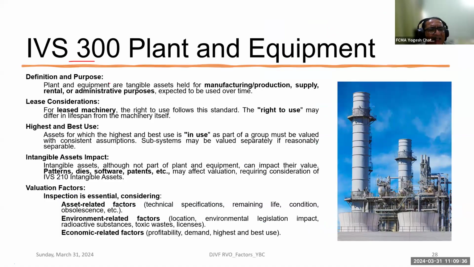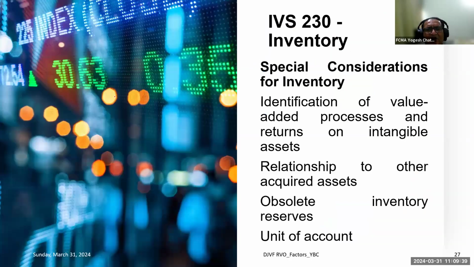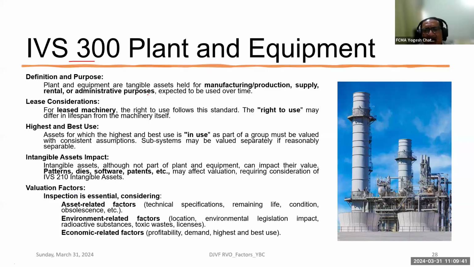Plant and machinery, so that we cover something about all the classes of valuation. So plant and machinery. This is IVS 300, as we discussed in the beginning. As per the current version of IVS, that is plant and equipment. But now this is renamed as plant, equipment and infrastructure. So what is the definition of plant? What is the definition of plant and equipment? What is the meaning of plant and equipment?